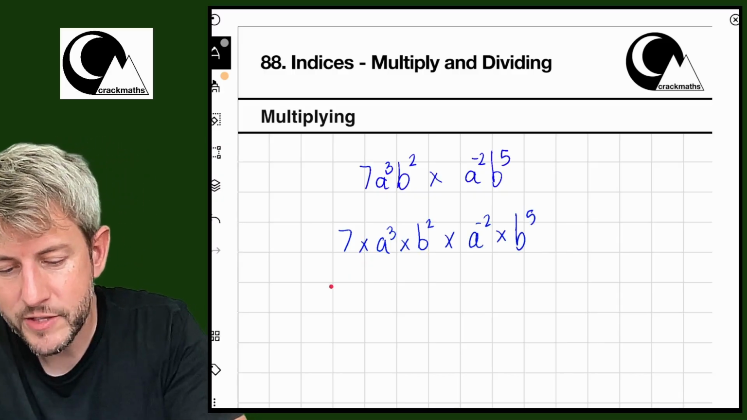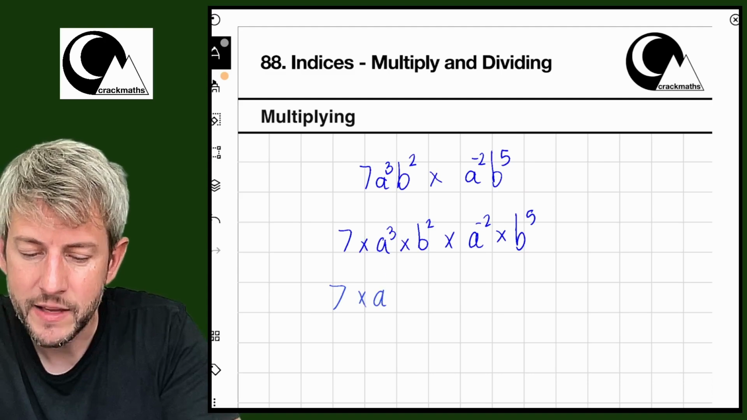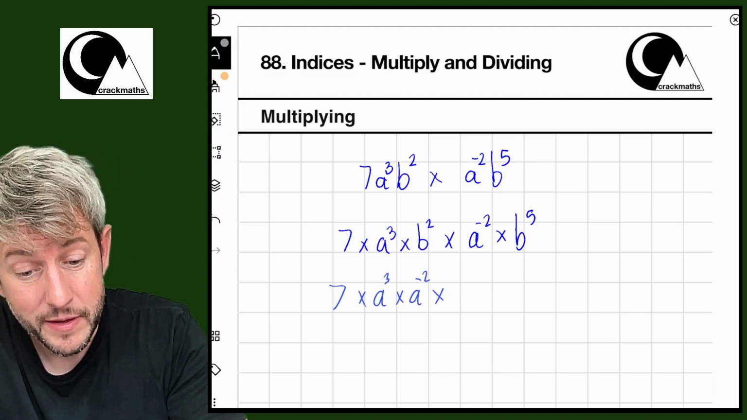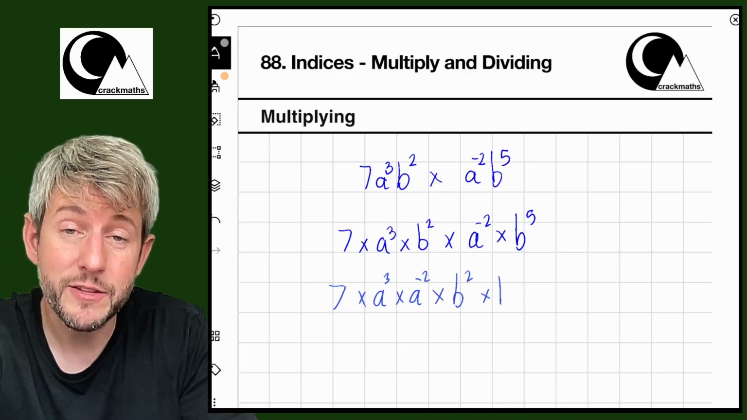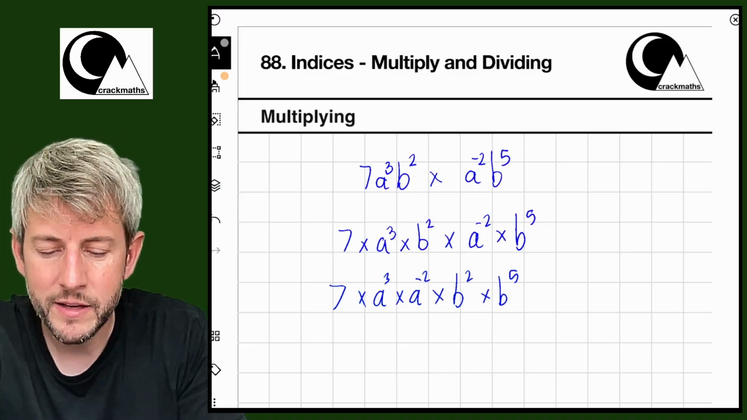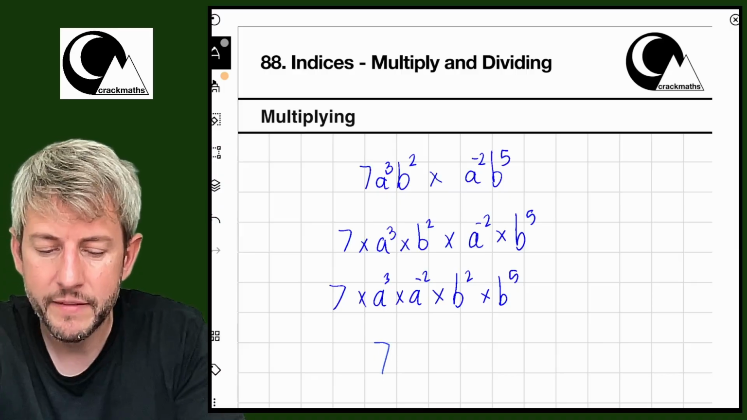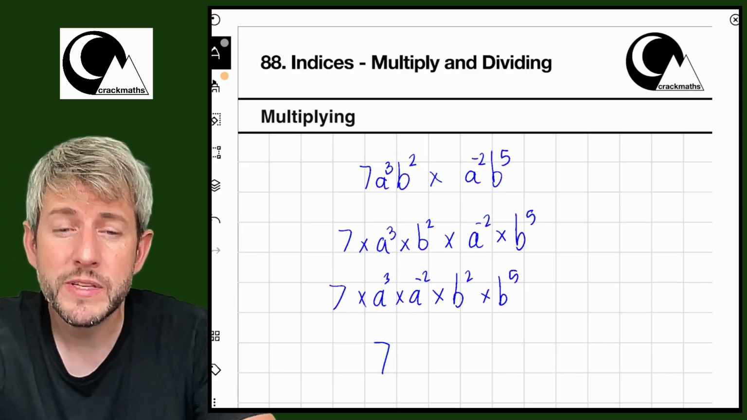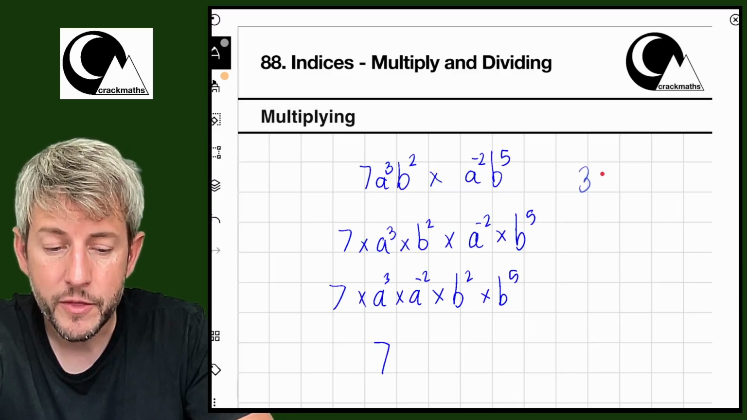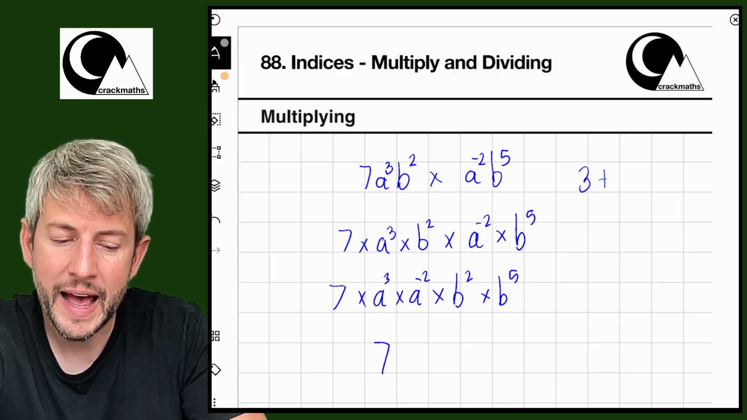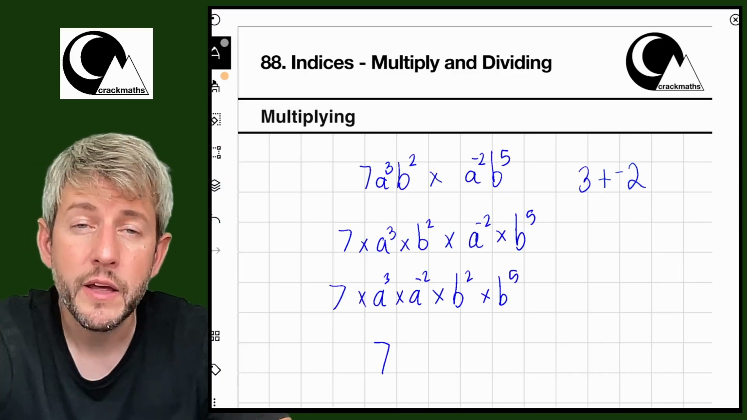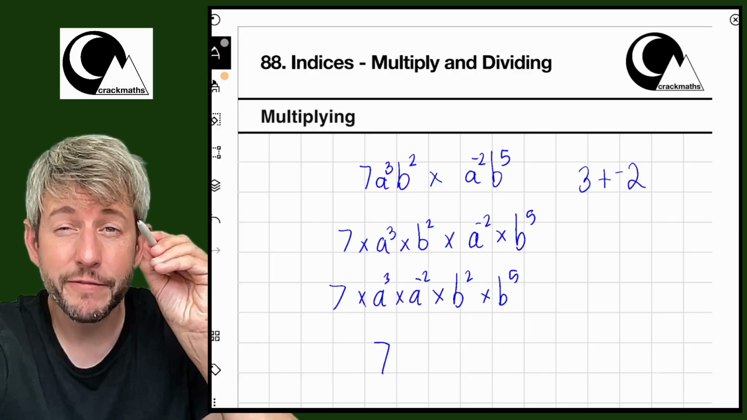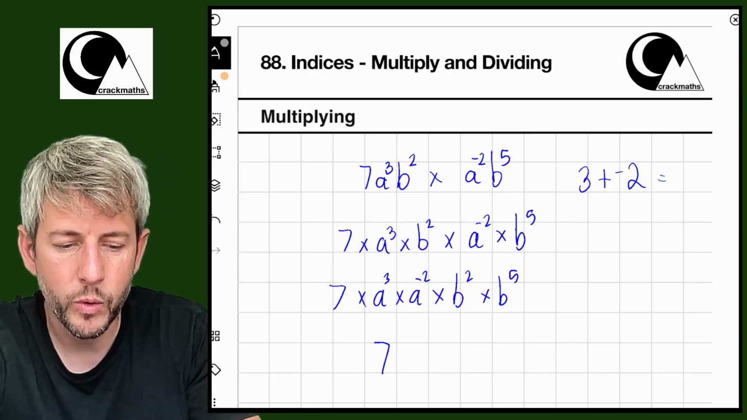We can rewrite it to think about it like this: 7 times a cubed times a to the minus 2 times b squared times b to the 5. And then if we simplify all this, we just get a 7 there. Now we've got to think about a to the power of 3 times a to the minus 2. The power is going to be given to us by 3 add negative 2. Now remember, if we're adding a normal 2 to 3, we'll go up 2. So if we're adding a negative 2, we go down 2. So this would equal 1.